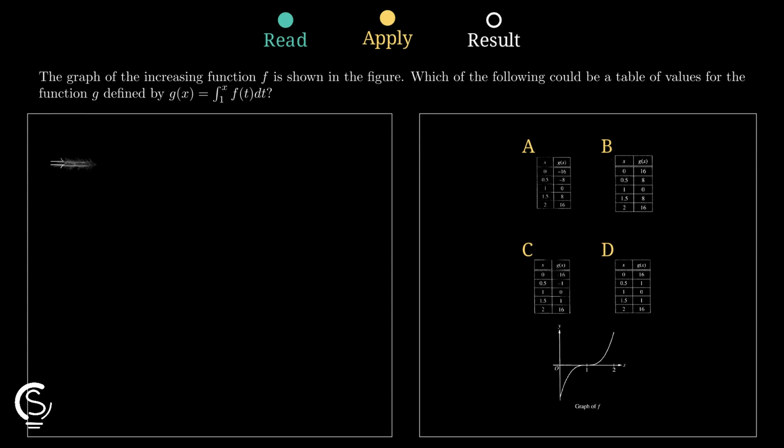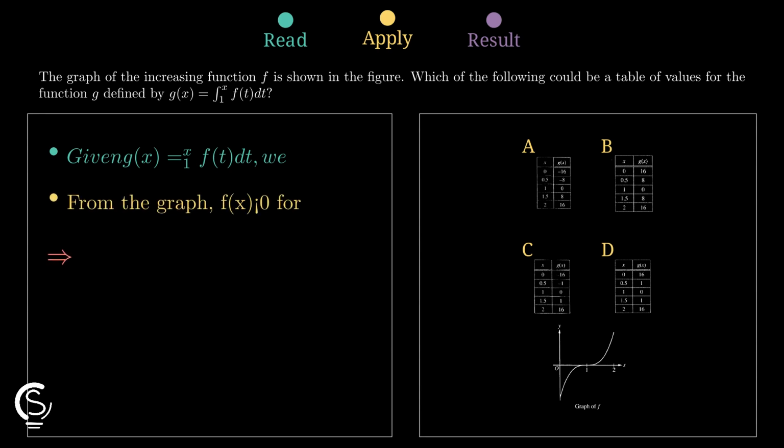Next, notice the graph of f is negative before x equals 2. Since the function f is increasing, the values of g will decrease then increase as we move along. Checking our options, only table D correctly shows g of 1 is 0 while following the area trends. That makes option D our final winner.